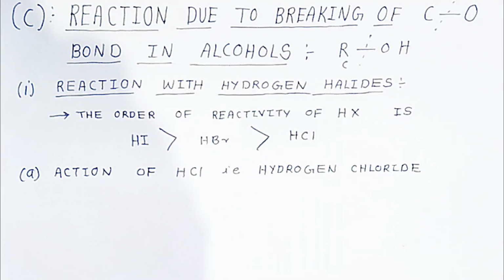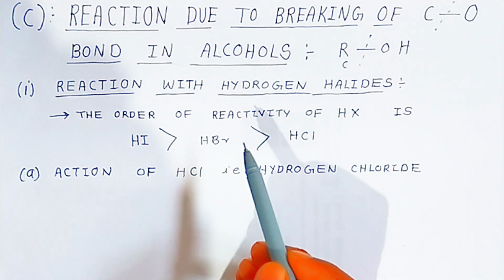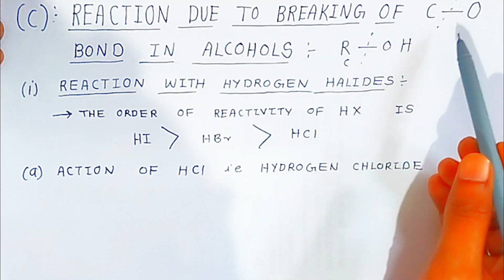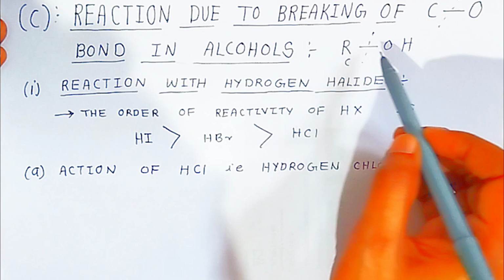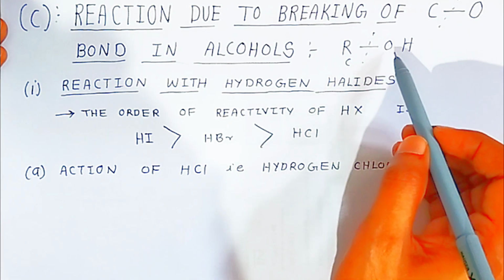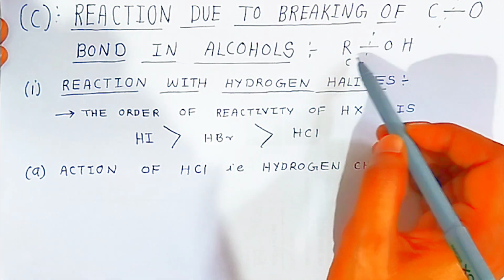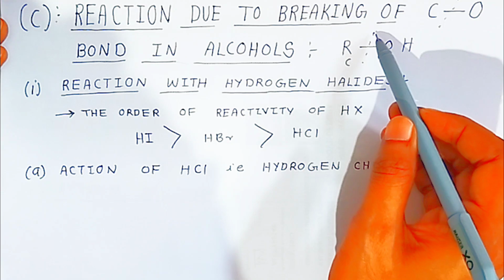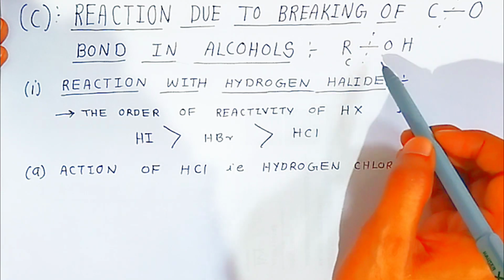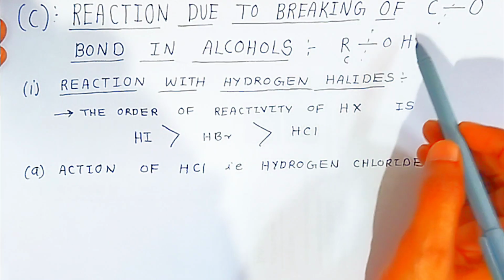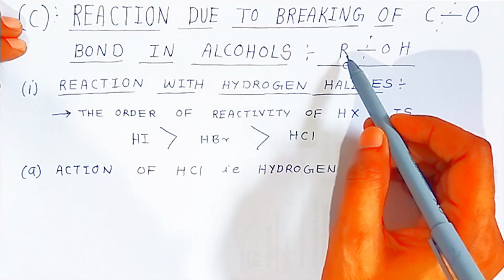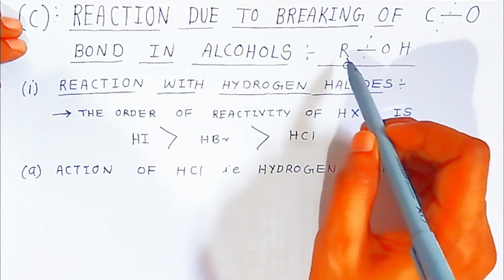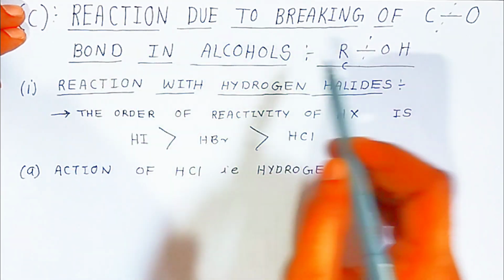In this video, students, we are going to see the reaction of alcohols due to breakage of the carbon and oxygen bond in alcohol. In alcohol, the formula is ROH, where the alkyl contains carbon and the oxygen is of the hydroxyl. Between these there is a bond that is going to break during the reaction. So the carbon of the alkyl and the oxygen of the hydroxyl bond will break during the reaction that we are going to see.